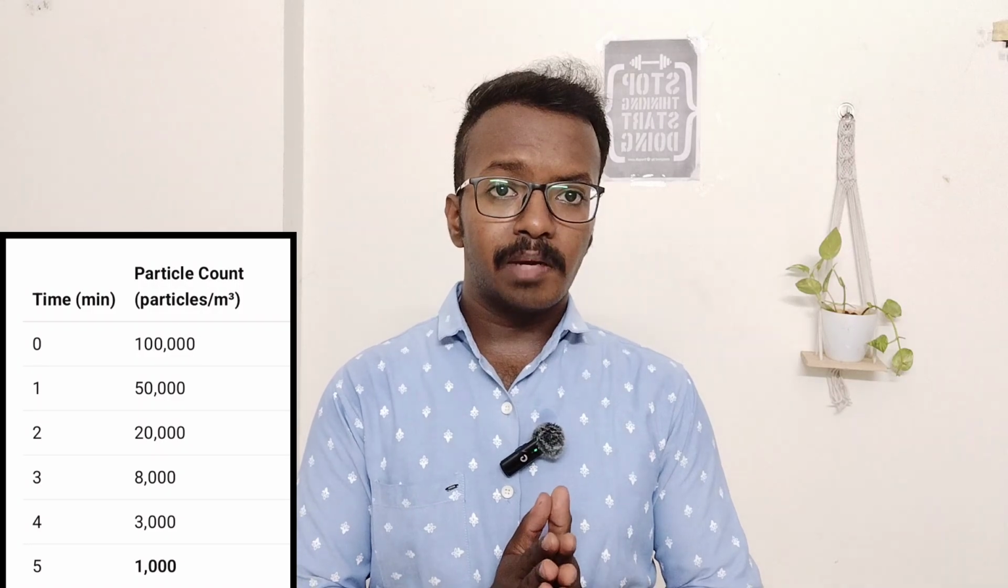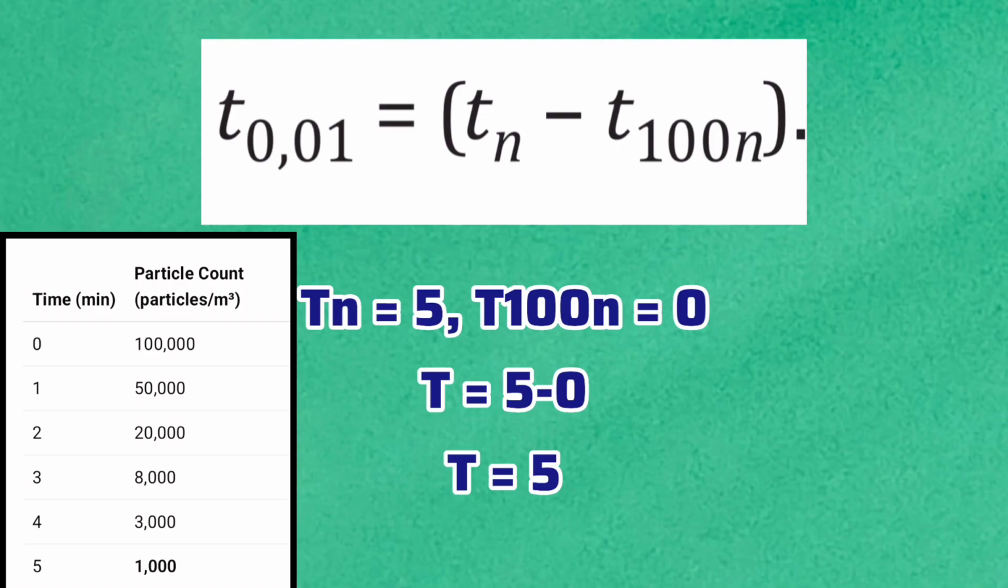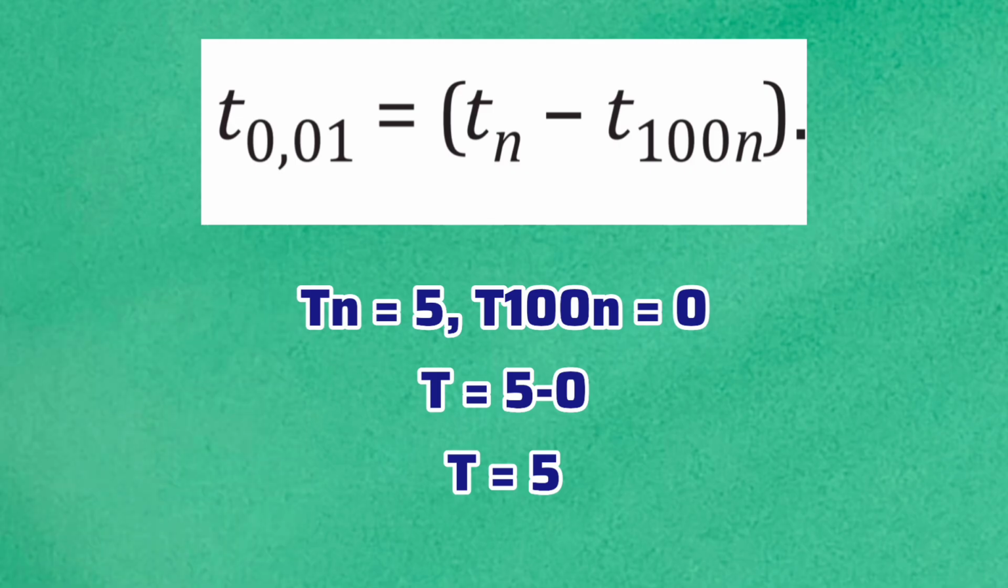As per the data from the table, Tn is equal to 5. T 100n, 1 lakh, we measured at the 0th interval. So 5 minus 0 is equal to 5. So this is the value of the specified cleanroom recovery rate.